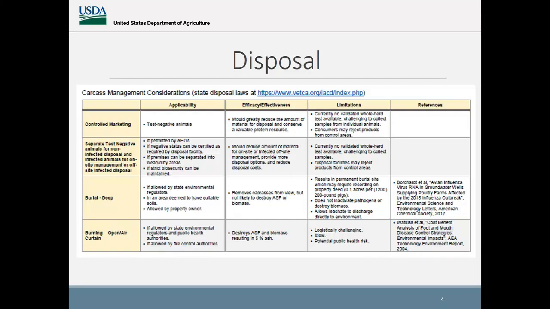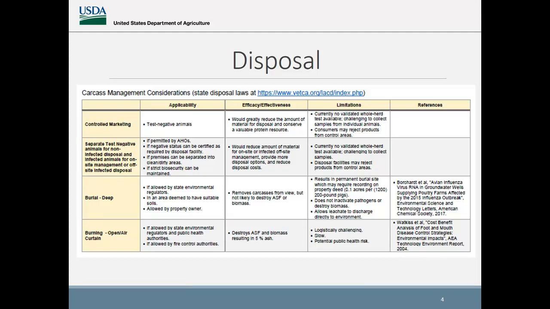support that information. So as an example, the burial option is listed as applicable if it is allowed for environmental reasons. In the land of 10,000 lakes, quite often it's not going to be available. And also effectiveness, limitations of the option, as well as references to articles.